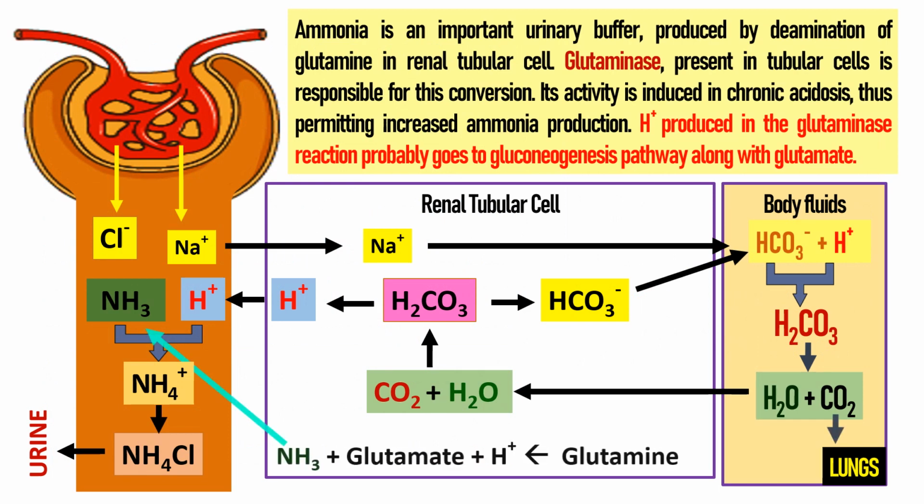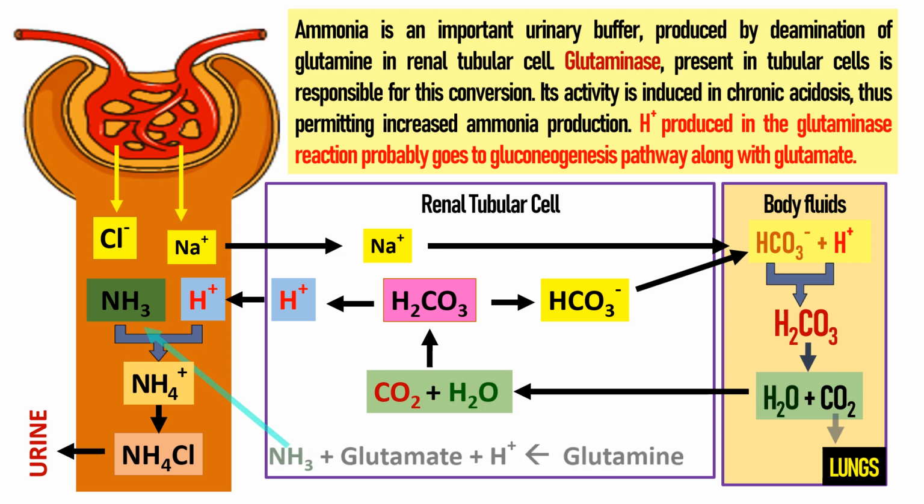Ammonia is an important urinary buffer produced by deamination of glutamine in renal tubular cell. Glutaminase, present in tubular cells, is responsible for this conversion. Its activity is induced in chronic acidosis, thus permitting increased ammonia production. Hydrogen ions produced in the glutaminase reaction probably go to gluconeogenesis pathway along with glutamate. Through this mechanism also, there is elimination of protons from the body and synthesis of bicarbonate.